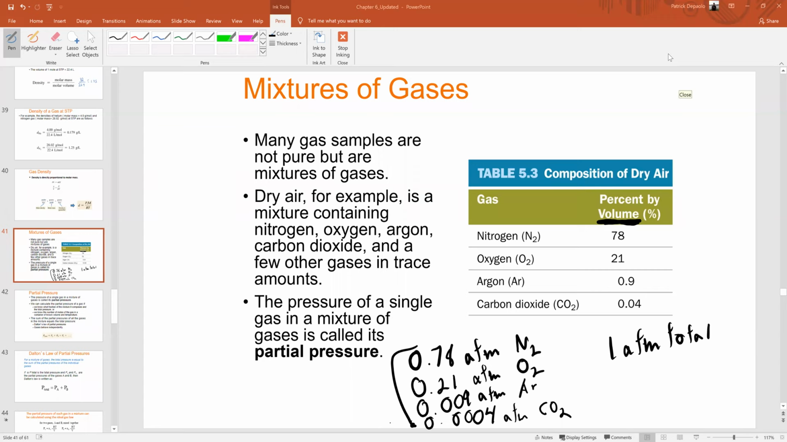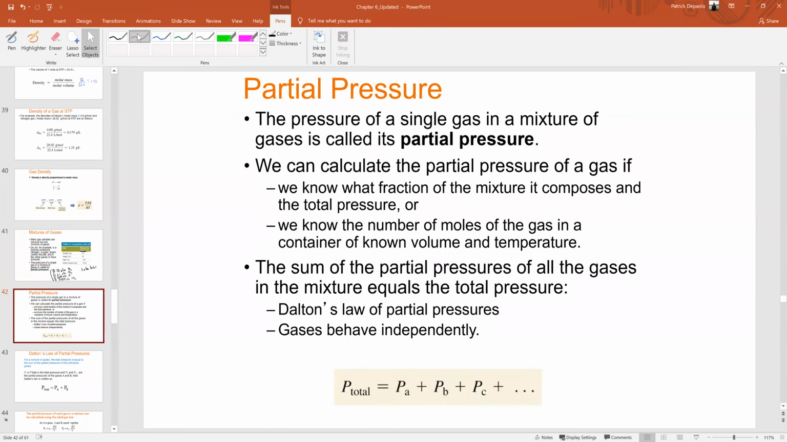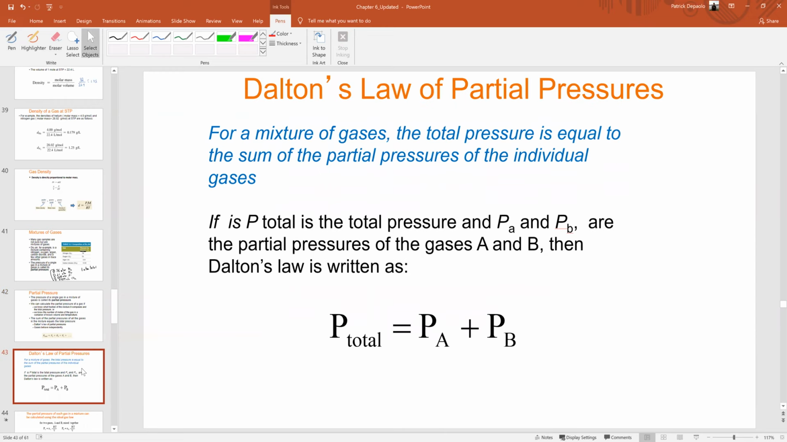And we're going to use that information in a second in this equation. So this equation is the equation of partial pressures. Very simple. Basically saying that if you have multiple gases and you add up the pressures of the gases, you will get the total pressure of the atmosphere or whatever container you're dealing with. So that's very simple. And also this will be given on the exam too. So for a mixture of gases, the total pressure is equal to the sum of the partial pressures of the individual gases. So not too bad.